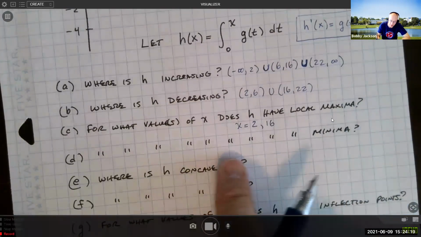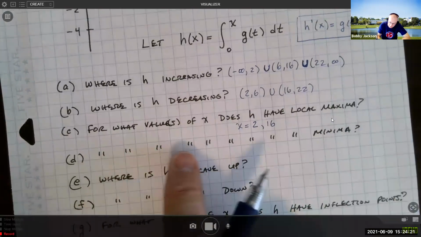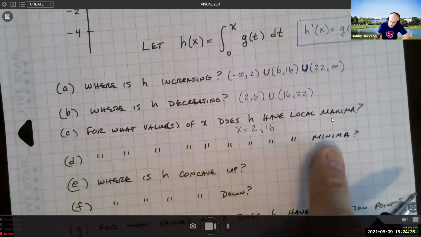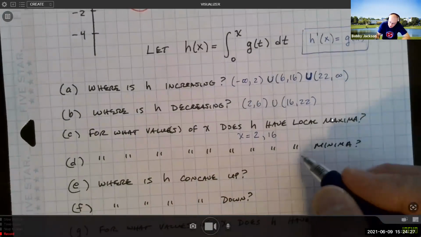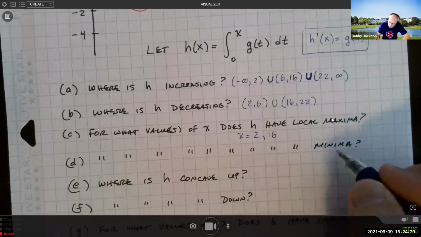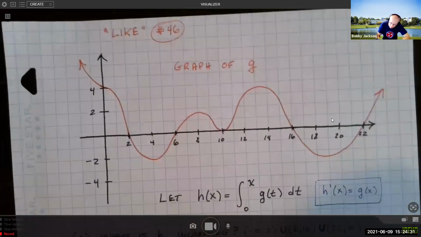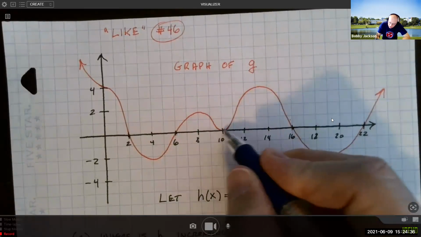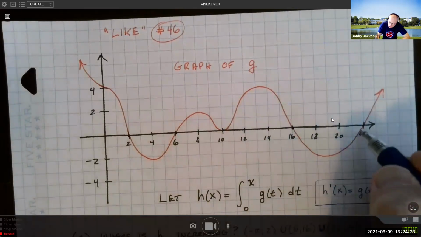Now the same question for minima. For what values of x does h have local minima? Well, there we're looking for a sign change, what? From decreasing, so negative derivative, to what? Increasing, positive derivative. So from negative to positive, we change from negative to positive at 6. Again, no change at 10. And then at 22, we change from negative to positive. So 6 and 22.